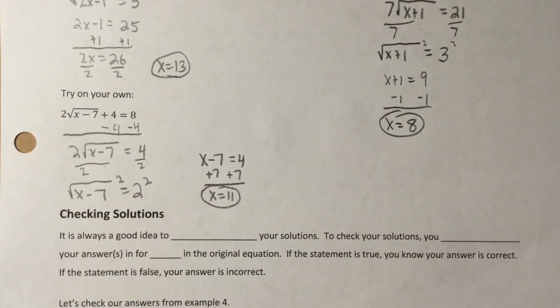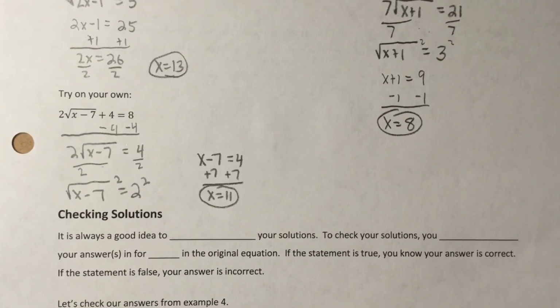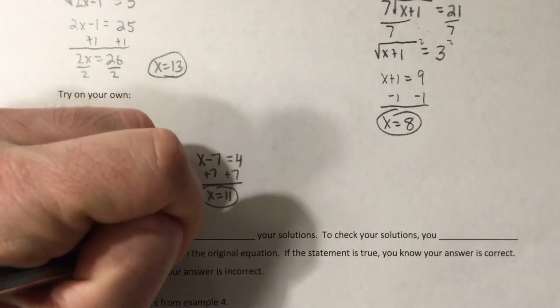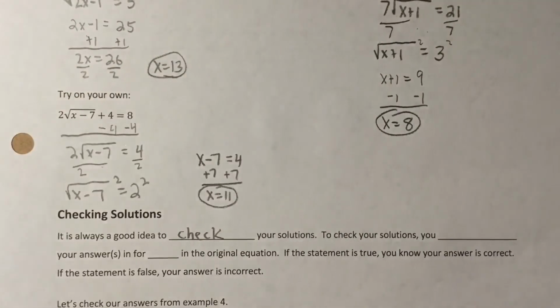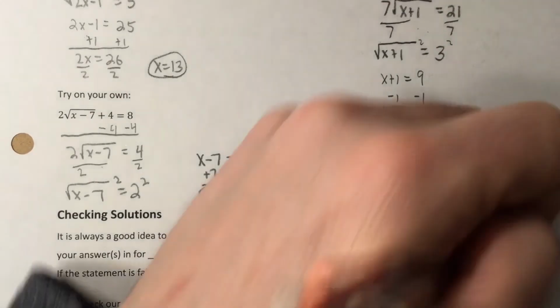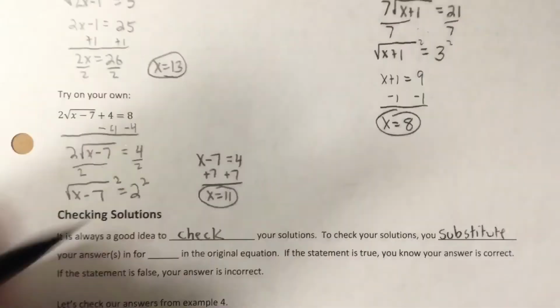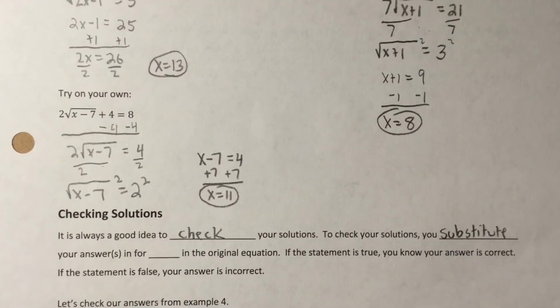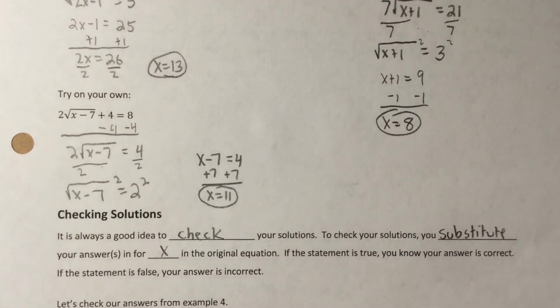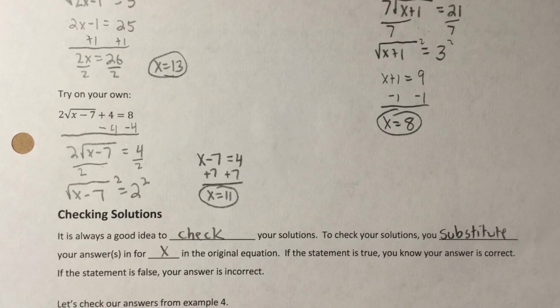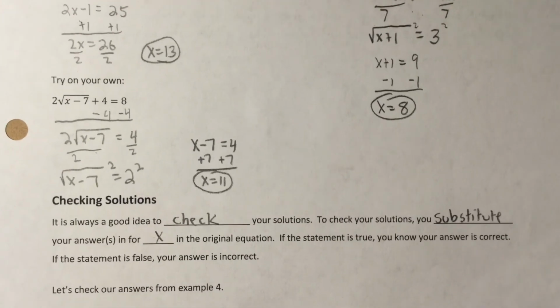All right. It's always a good idea to check your solutions. To check your solutions, you substitute your answers in for x in the original equation. If the statement is true, you know your answer is correct. If the statement is false, your answer is incorrect. You gotta go back and check your work.